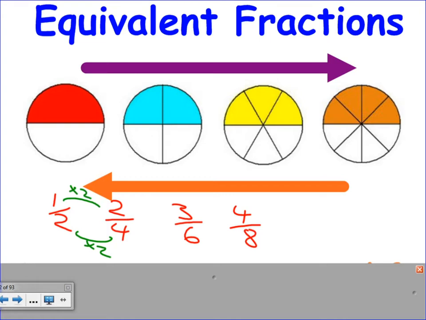Okay? We go to the next one. What have I multiplied the top by to get the 3? Multiplied it by 3. What have I done to the bottom?